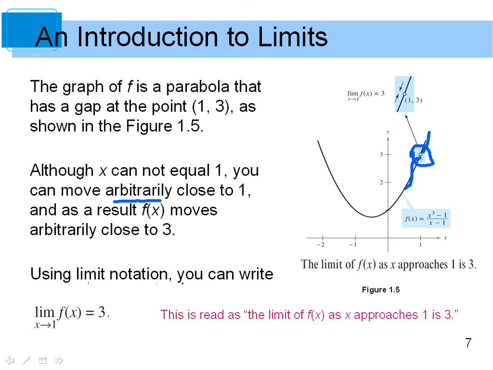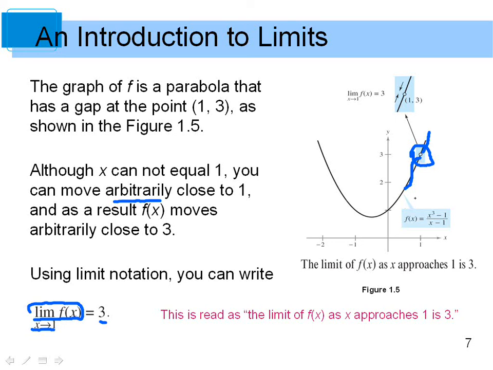And it says using limit notation, this is notation we'll get really used to. It says the limit of f of x as x approaches 1 equals 3. Here's the sentence I just read. The limit of f of x as x approaches 1 is 3. So again, limit of f of x is this part. As x approaches 1 is right here. That limit is equal to 3.